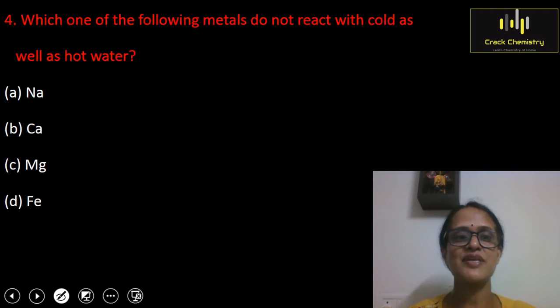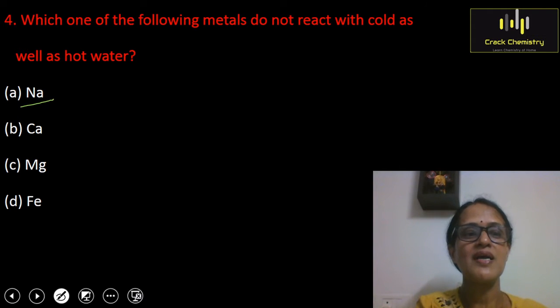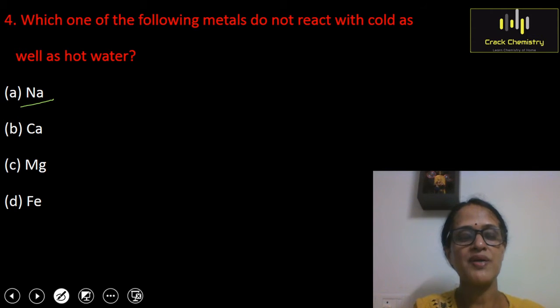Now we will consider the next question. Which one of the following metals do not react with cold as well as hot water? So children, you have been given here sodium. Option A is sodium. Option B is calcium.